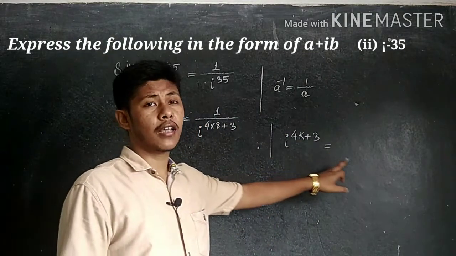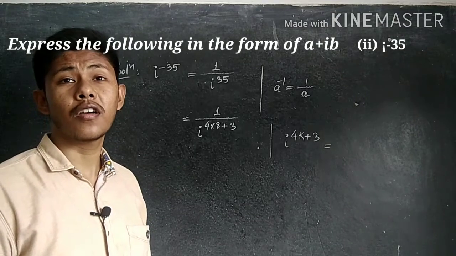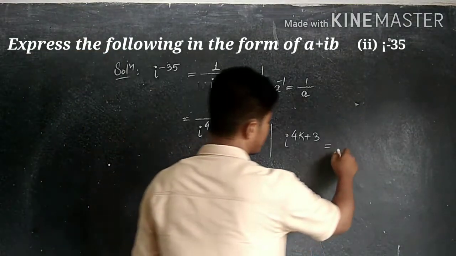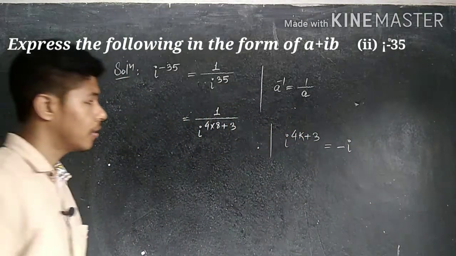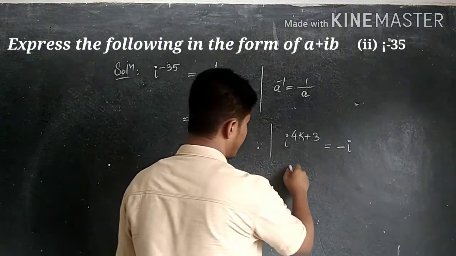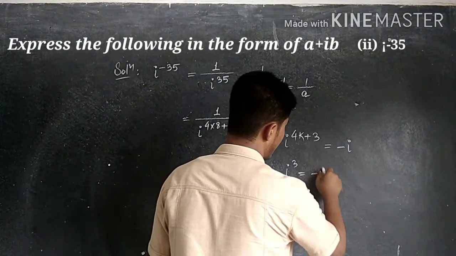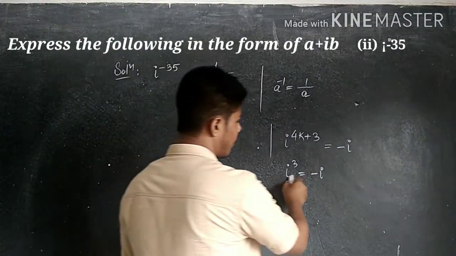What is your result? i to the power 4k plus 3 is obviously minus i. So that means here we have to write this one is minus i. Is it clear? Someone asked a question: how can we get i cube equal to minus i? So i cube equal to minus i.